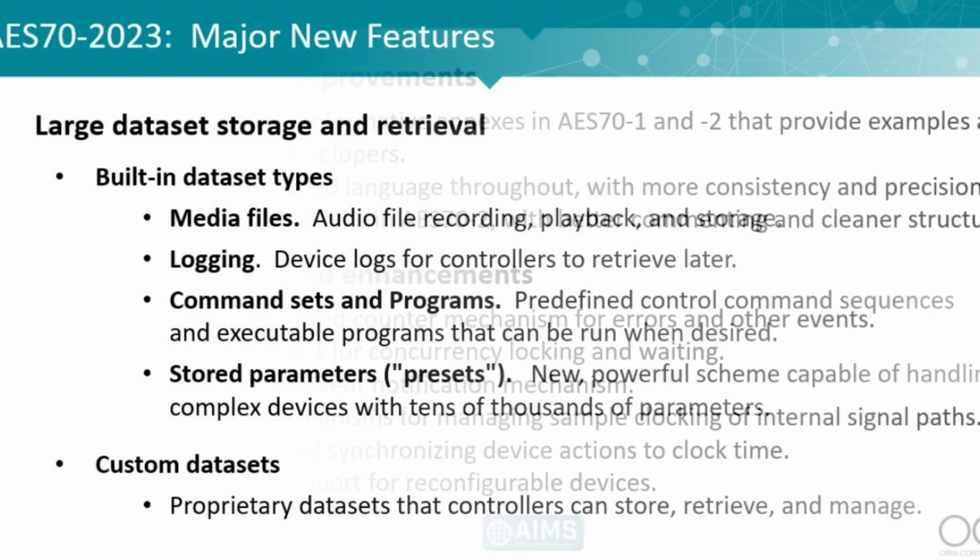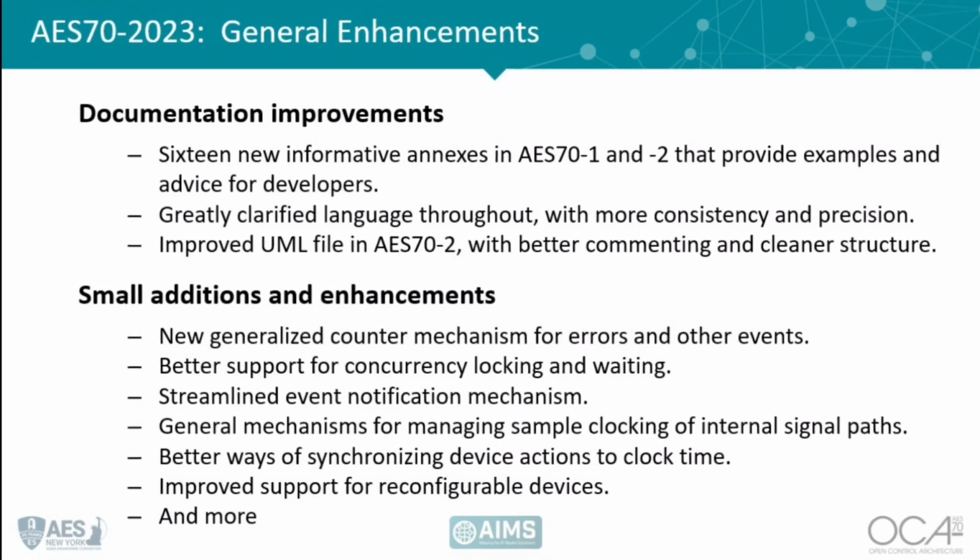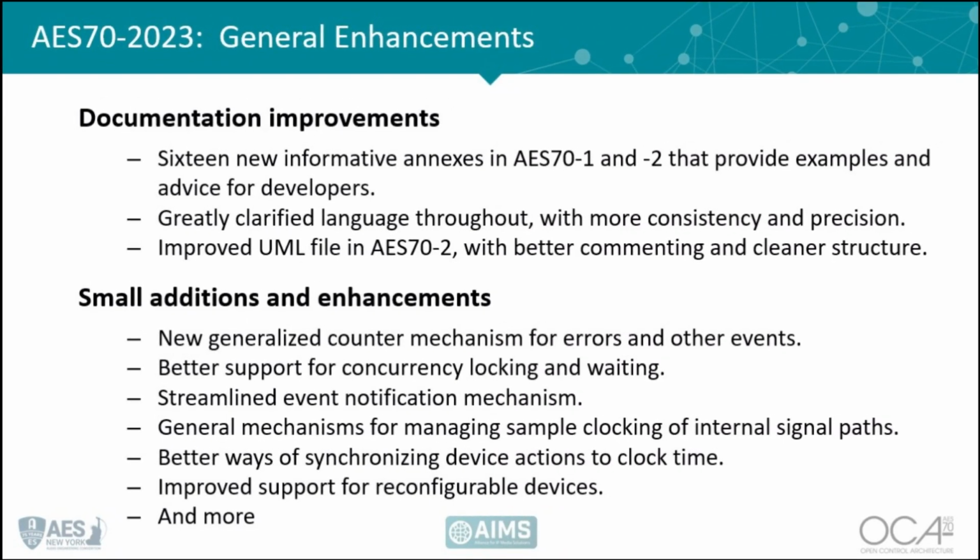And then lots of documentation improvements. There's a lot of developer-friendly stuff that we've added. There are lots of informative annexes, 16 of them. We fixed up the language a lot, and really fixed up the UML file to be more self-documenting and clearer. And then a lot of other little things: a generalized counter mechanism, better concurrency support so multiple controllers don't clash. That was always part of the intention, but we've just improved it. A streamlined event notification mechanism makes it easier to implement controllers.